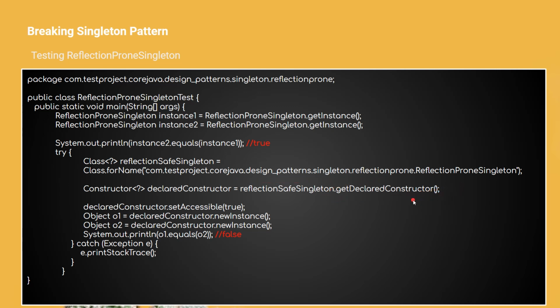And once we have received the constructor of this class, we can make it public by using its method setAccessible(true). Once we have set it to true, it is publicly available. Now if we call newInstance on this constructor, it will return us a new object. If we compare o1 and o2 over here, it will return false. Earlier it was true.